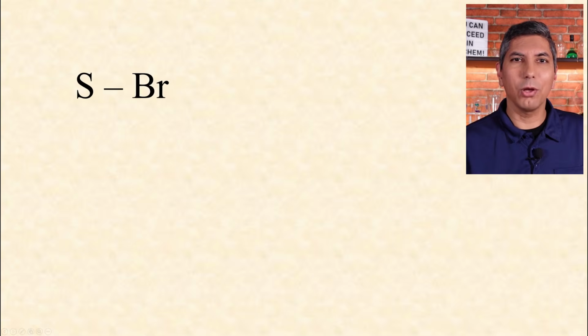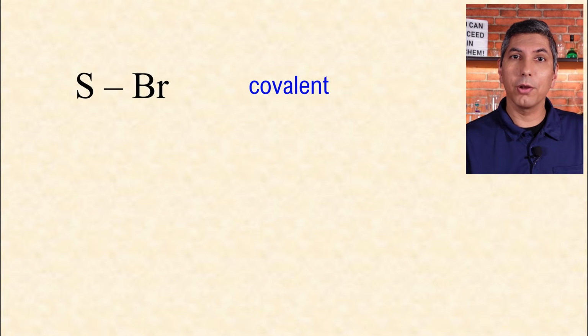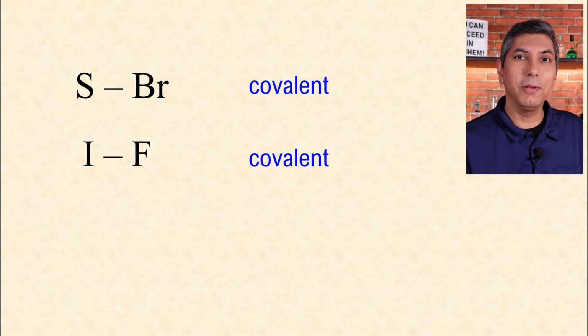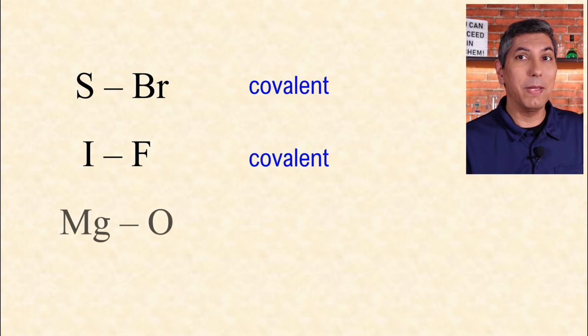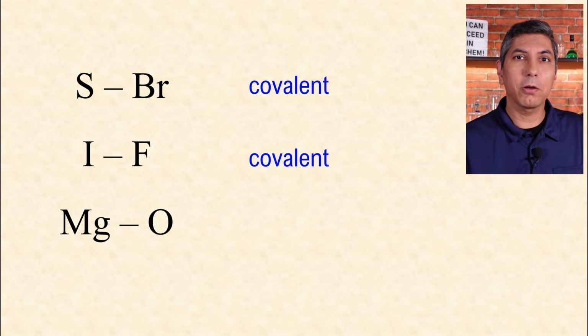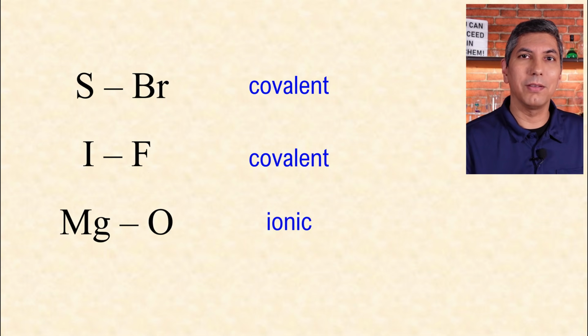Let's practice. Sulfur and bromine are both nonmetals, so that's a covalent bond where the 2 atoms share electrons. Iodine and fluorine are also both nonmetals, so that's also going to be a covalent bond. Magnesium is a metal, oxygen is a nonmetal, so this pair of atoms forms an ionic bond.